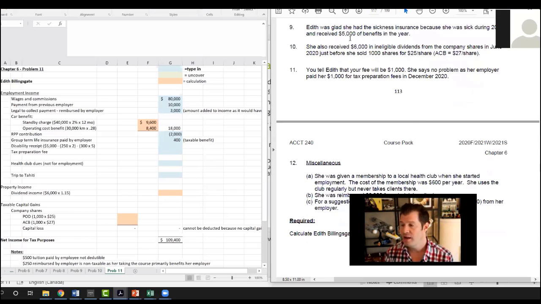Now we go down to point 9. She was glad she had the sickness insurance benefit because she was sick during 2020. Who gets sick during 2020? Oh, it's like we knew. She got $5,000 of benefits in the year. Okay, so here's how the benefits work. She's getting $5,000 worth of benefits. That is included in income, right? That's a taxable benefit. But the amount of taxable benefit gets reduced by the amount of premiums that she has paid.